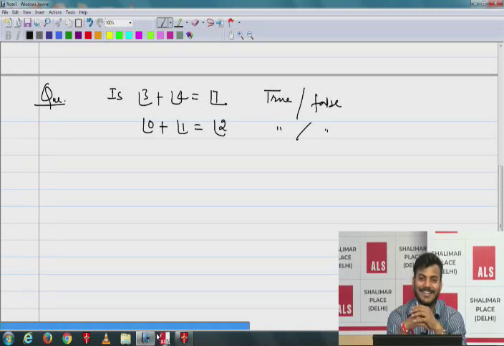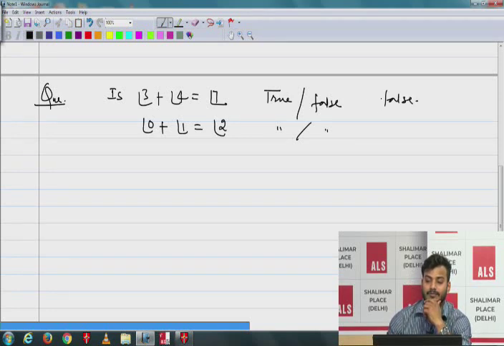Otherwise, we can say anything like true, false, no, answer is not there, none of these. There are so many things we can talk of, right? So yes, first is false. Very much false, right? And the second part, 0 factorial plus 1 factorial equals 2 factorial, is true.